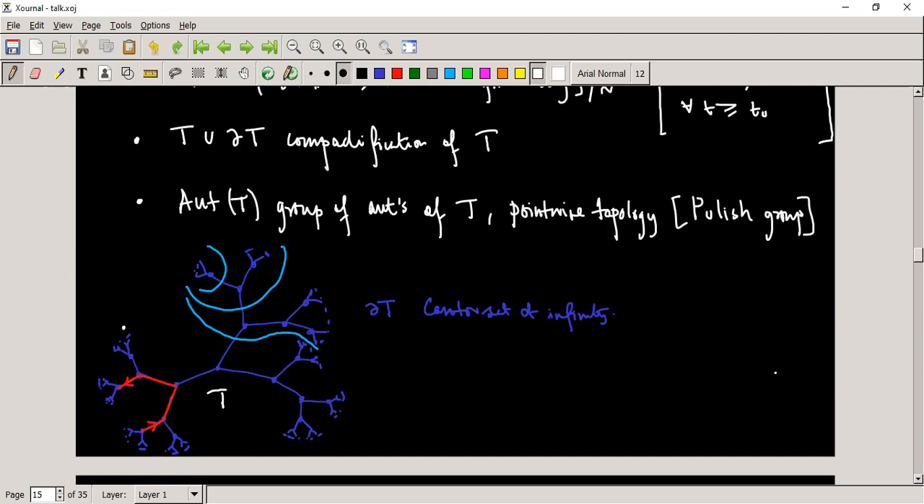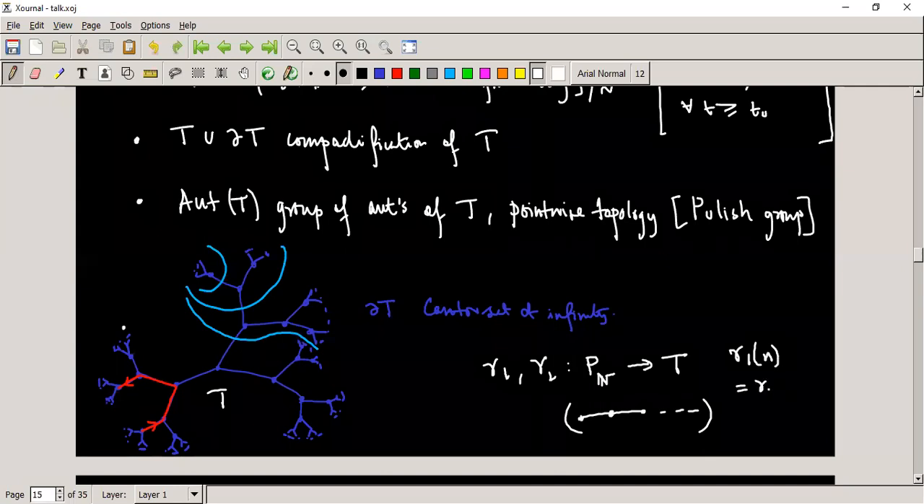But how do you define it precisely? You just look at any path of the tree, any semi-infinite path on the tree, yeah? And say that two semi-infinite paths are equivalent if they agree after some point. So if you have two paths, gamma one, gamma two, both from the semi-infinite path graph, let's say N, to your tree. You say gamma one and gamma two are equivalent if after some point, gamma one of n is equal to gamma two of n plus k for all n greater or equal to N. Then you say gamma one, gamma two are equivalent because they seem to merge, right?